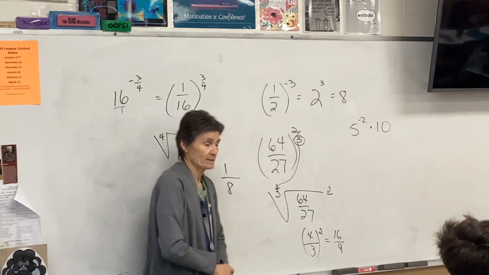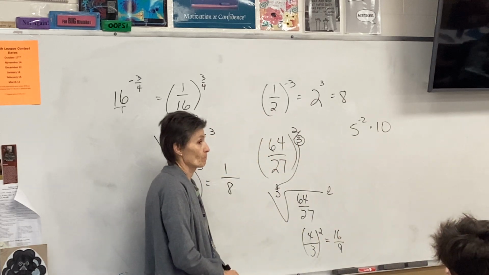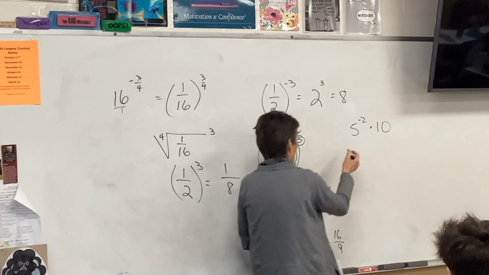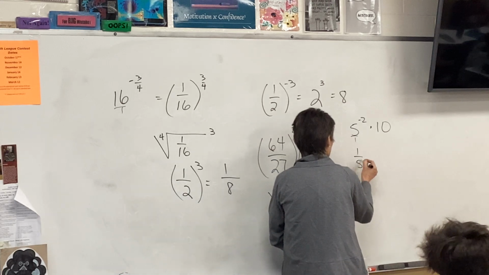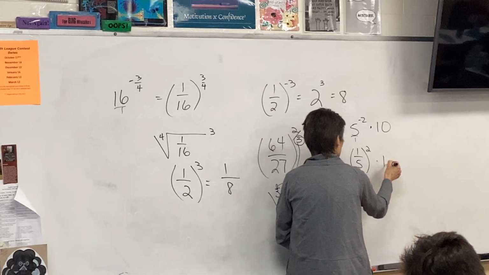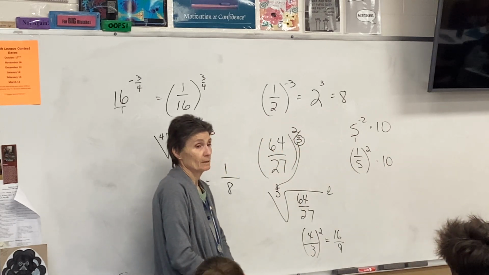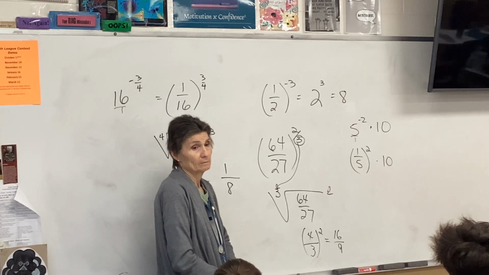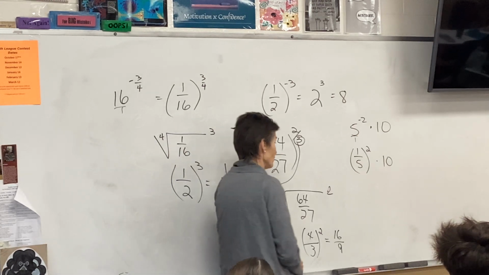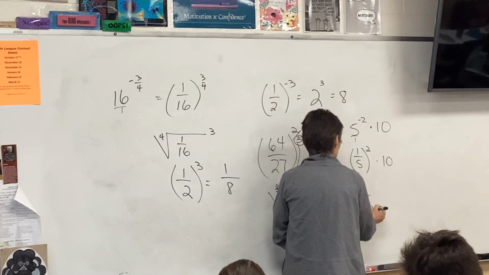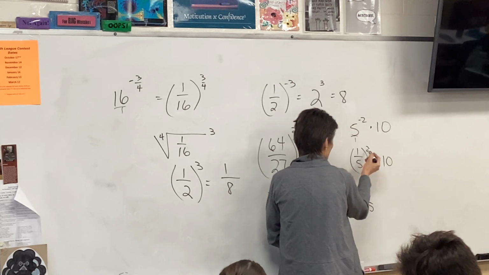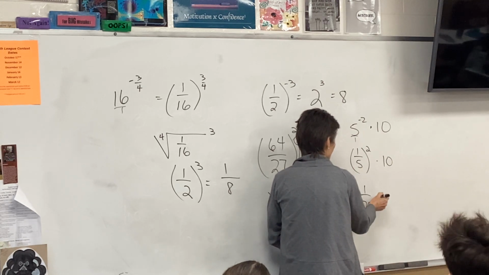All right, so where do we start here? You flip the 5. So this is 5 over 1, so it's going to become 1/5 squared. What is 1/5 squared? 1 over 25. Because it's 1 squared over 5 squared.